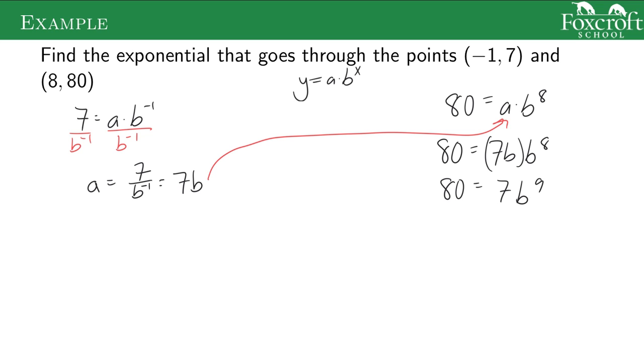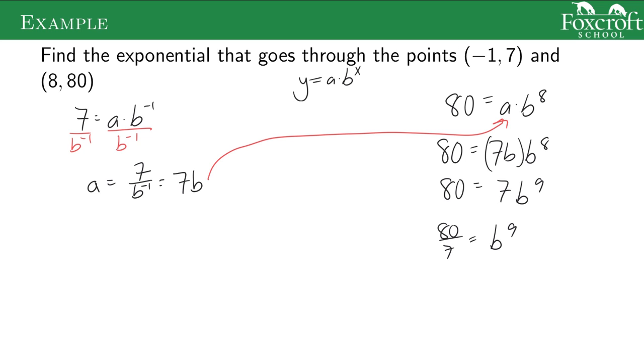Divide both sides by 7. 80 over 7 equals b to the 9th. And here's where something happens sometimes with these. 80 over 7 is not a nice number. So sometimes for these ones, you're going to get just a not nice number. So how do I get to my final answer?